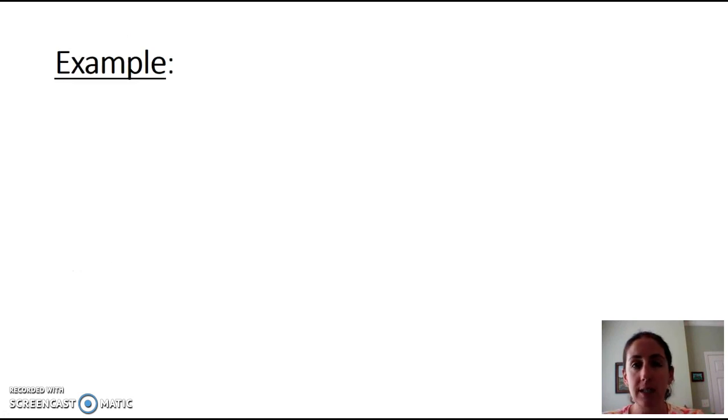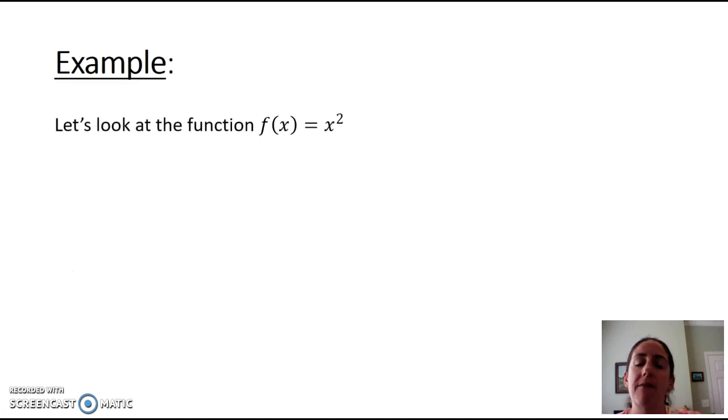So let's take a look at a simplistic example. Let's look at the function f of x equals x squared. Now notice your x is being squared, so 10 squared and negative 10 squared, because a positive squared and a negative squared are both positive. 10 squared is going to be 100, negative 10 squared is going to be 100, so plugging in positive or negative values are going to give you the same answer.